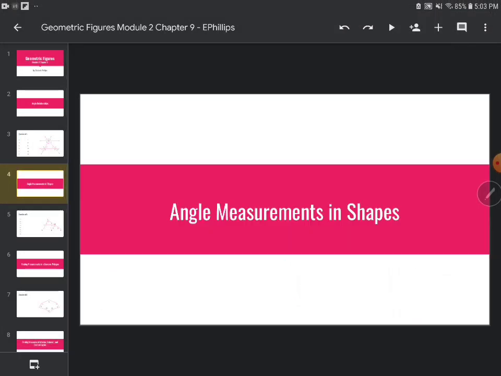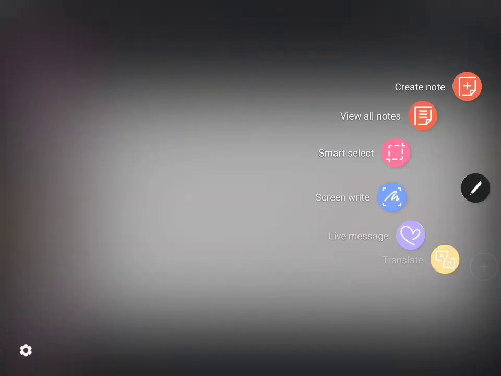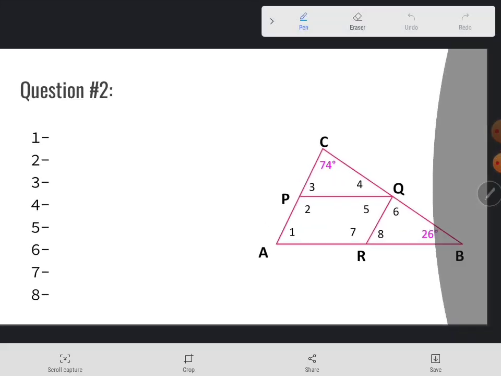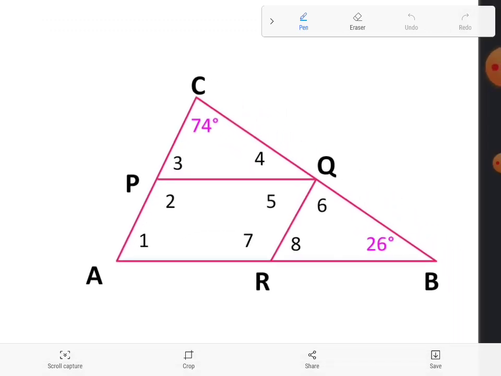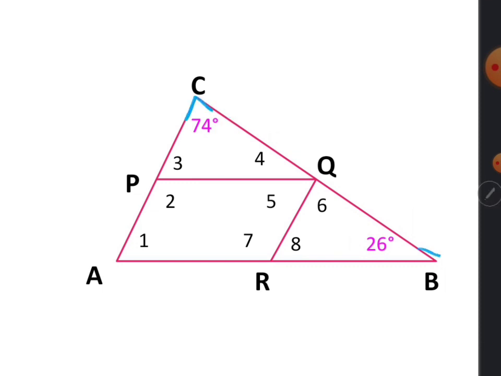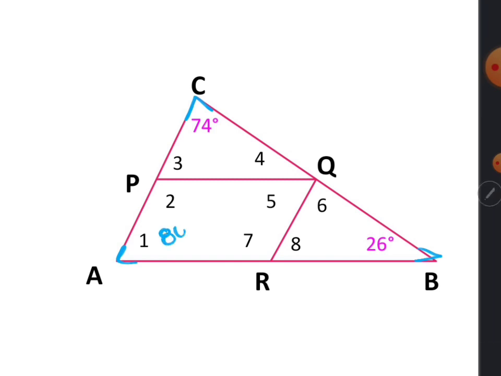Now for question number 2, we're going to talk about angle measurements and shapes. We're going to start out with this triangle right here. Again, remember what I had said earlier. Any triangle you have is going to be equivalent to 180 degrees. Which means this angle right here, this one right here, and this one right here of our overall triangle should be 180 altogether. So we're going to do 74 plus 26, which will give us 100, and we're just going to subtract that from 180, which means our angle 1 should be 80 degrees.